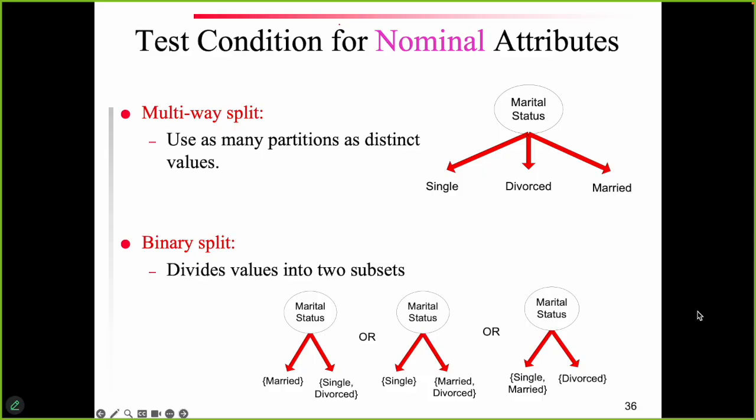Marital status can be single, divorced, or married. So you just create one branch for each distinct value of that attribute. Another way is a binary split. Even if you have multiple distinct values, you may still do a binary split. Like this, for example: married, not married, which means single or divorced. Or single, not single, which means married or divorced, and so on. Now this is for nominal attributes.